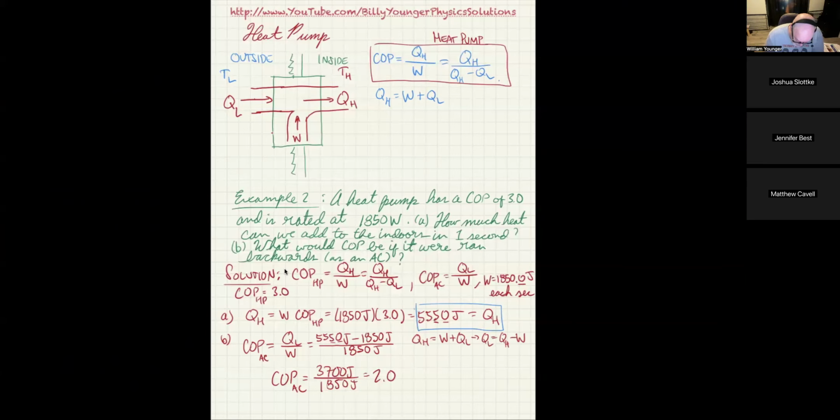So that's another example that you should be able to solve, of course. You need to know how to use these coefficients of performance for freezers, refrigerators, air conditioners, heat pumps, and then, of course, for the heat engine, you need to know the efficiency. Any questions on that one?